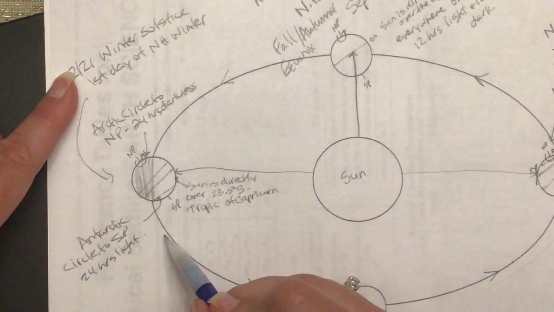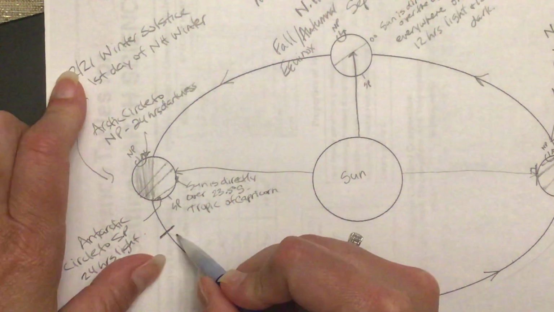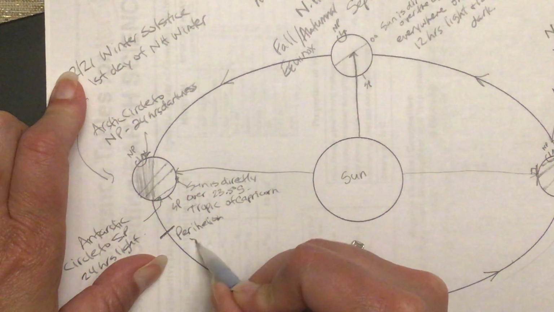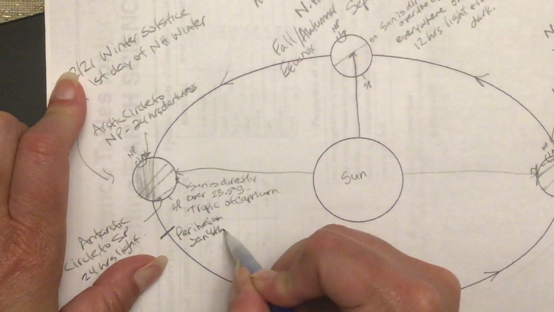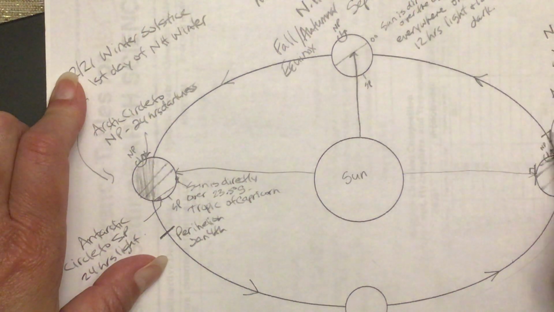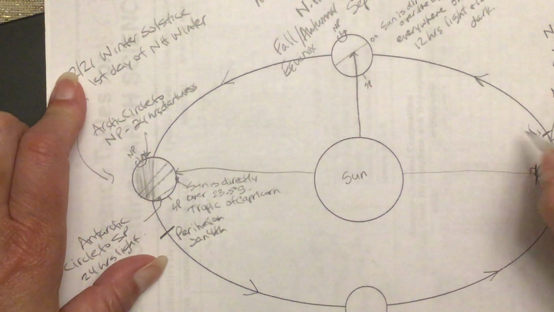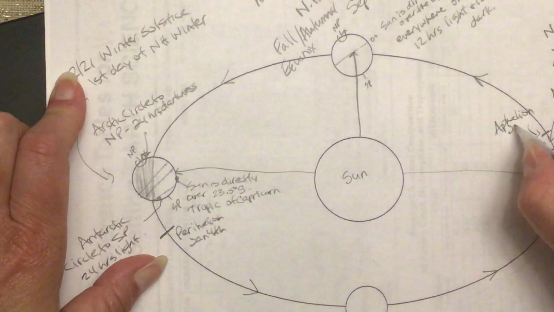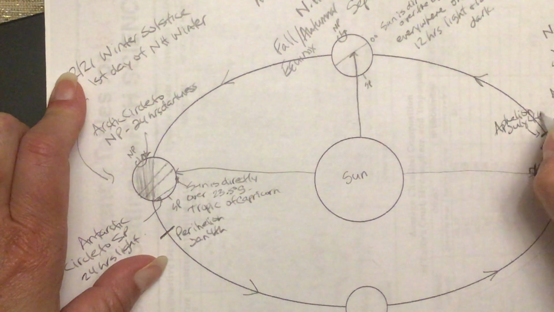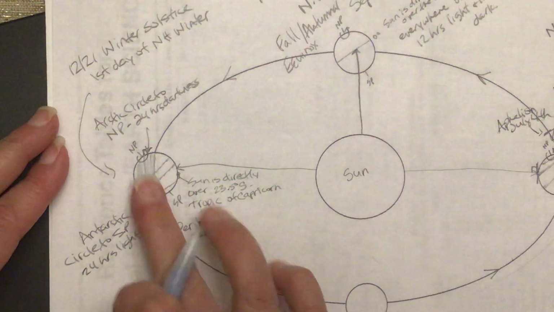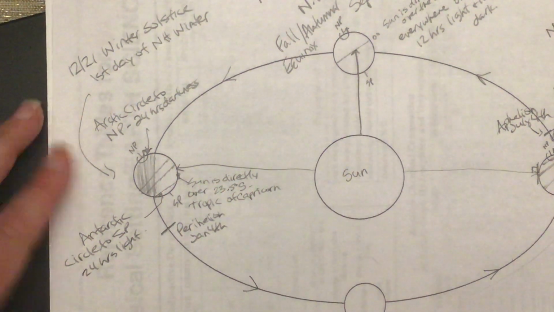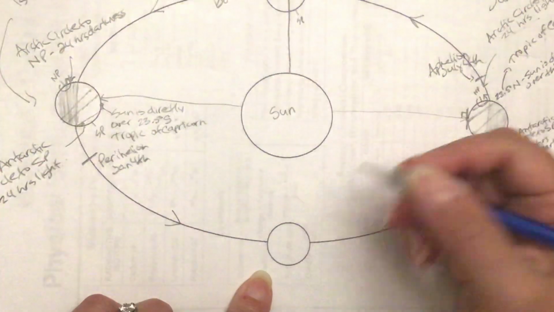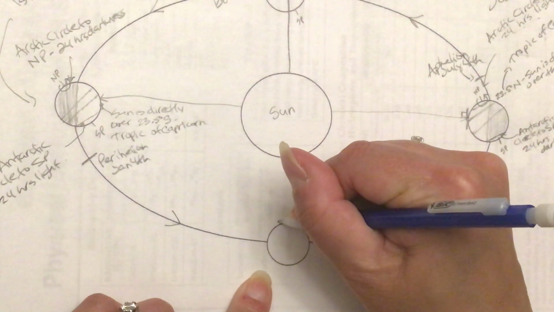January. Remember that over here, this is perihelion, and this usually happens around January 4th. And over here, this is about aphelion, and this usually happens around July 4th. All right, so we go through perihelion, we go through January, February, and down here is the beginning of the next season.